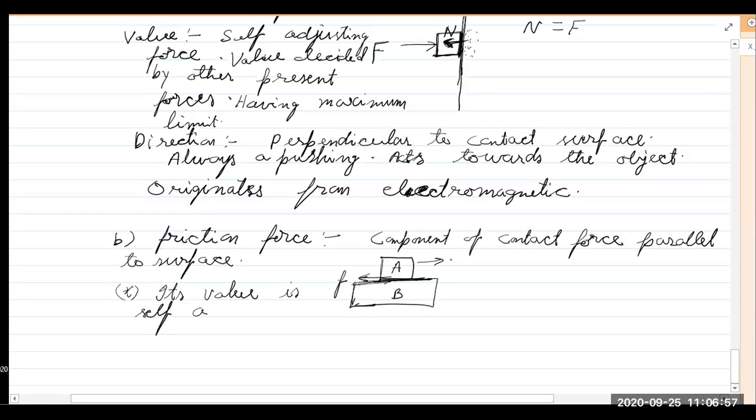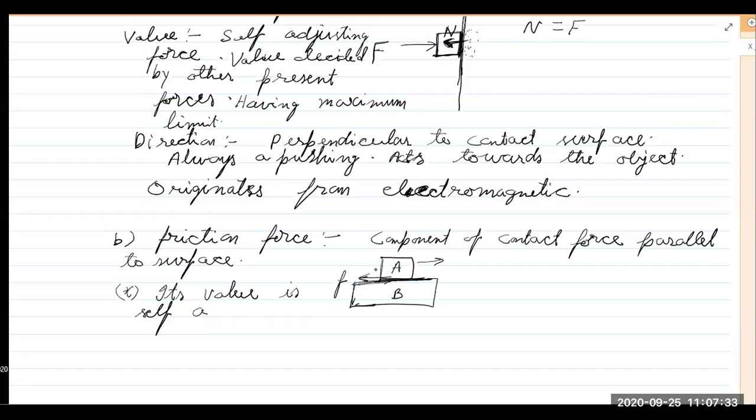Self-adjusting means the more force you apply, the more friction will develop in the opposite direction. Suppose you have a heavy object kept on the ground, suppose a 100 kg object. If you apply 10 Newton force parallel to the surface, the object does not move. So friction is also 10 Newton in the opposite direction. If you apply 20 Newton force, the object again does not move, then the friction force is 20 Newton applied in the opposite direction. So you can see that friction force is also self-adjusting in nature. But if you apply a very large force, suppose 200 Newton in the horizontal direction, the object may start sliding.